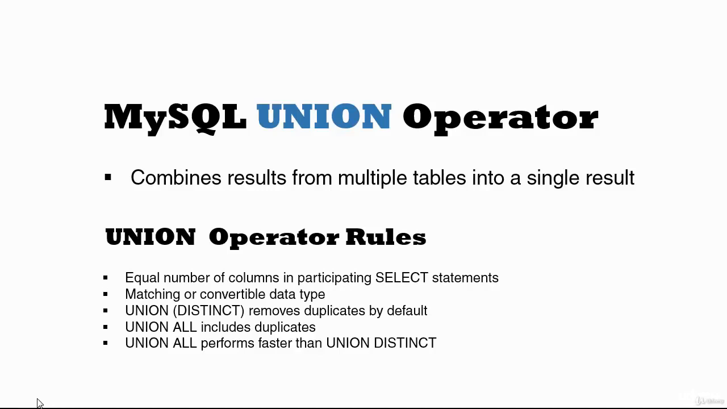If you use the union operator with the all, it will include all duplicates. When you're using the union all, it is a lot faster than when you use the union distinct. So let's have a look at an example of how this works.